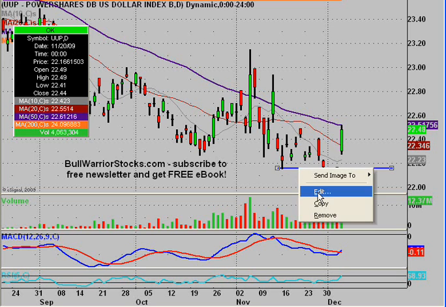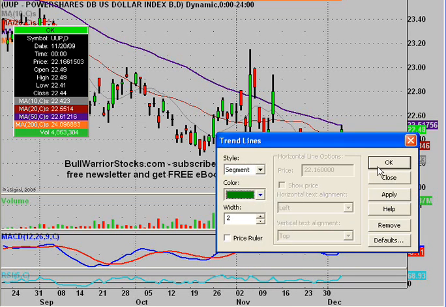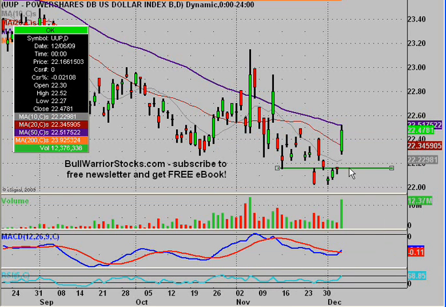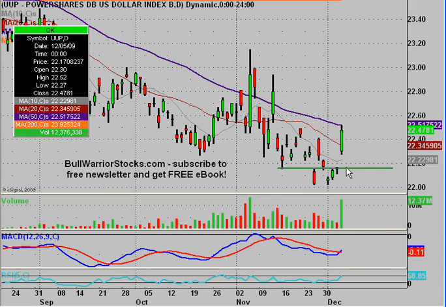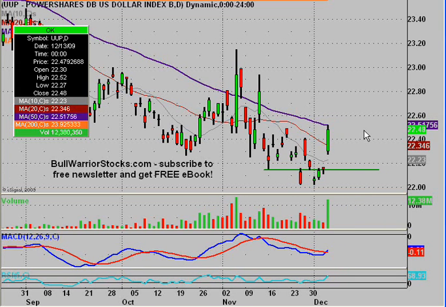If this line fails, or if this support level fails, then I'm going to be looking for it to come back down here, retest this low, and then again, I wouldn't be surprised to see it go to new lows and break down through there. So that's the key line I'm watching on any sort of pullback.